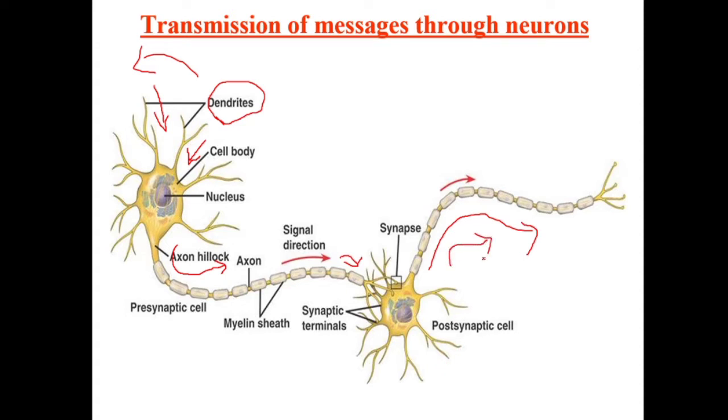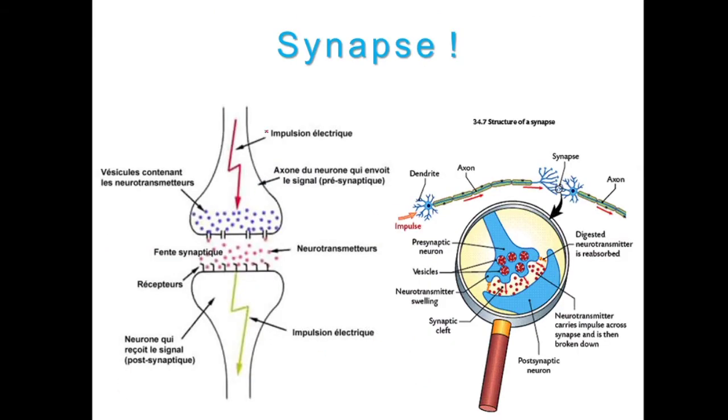Now there is a special name for this place where two neurons join. That is called a synapse. How does a synapse work? Like this. Electrical impulse coming, right?